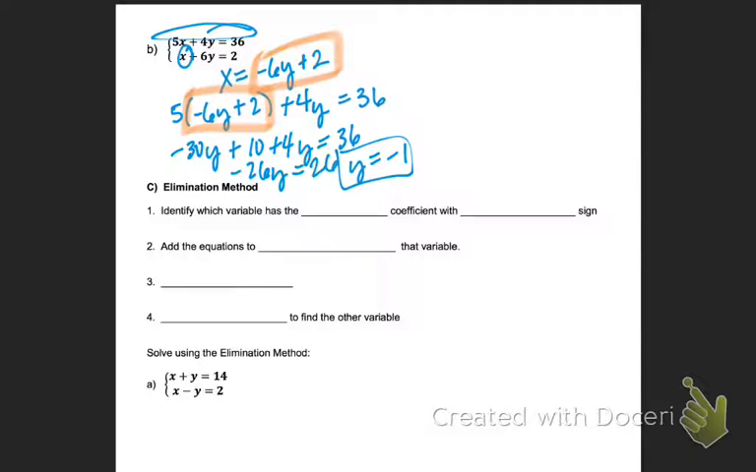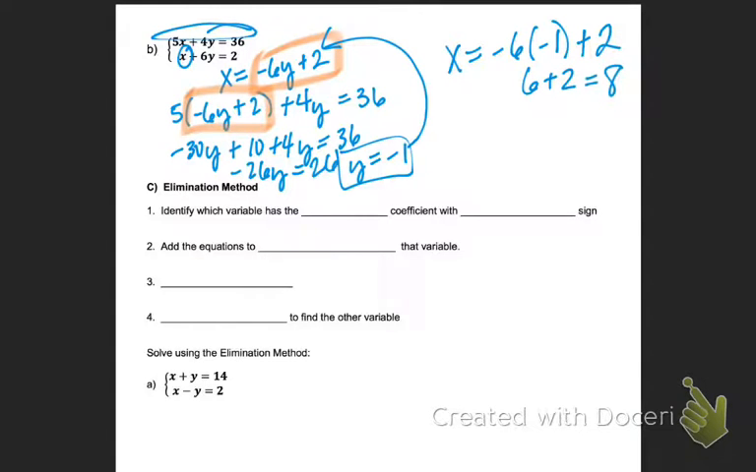Then I take my y and plug it back into my x equation, my original, what I substituted. So x equals negative 6 times negative 1 plus 2, which would be 8. So if x equals 8 and y equals negative 1, my ordered pair would be (8, -1).